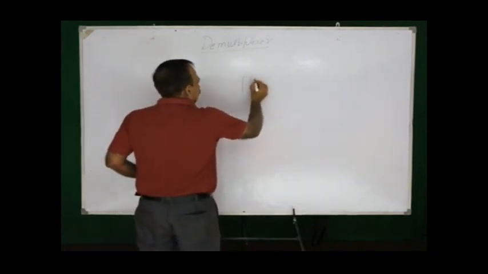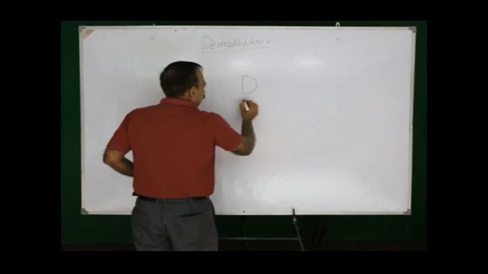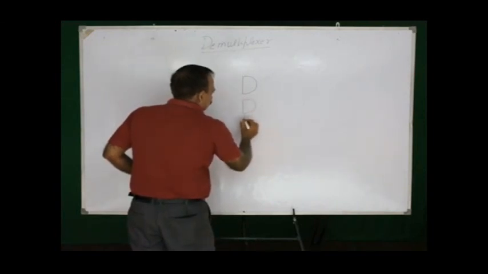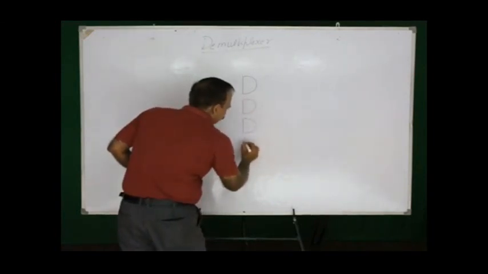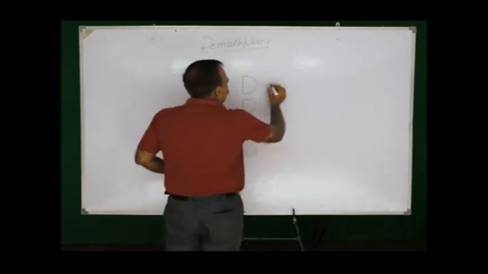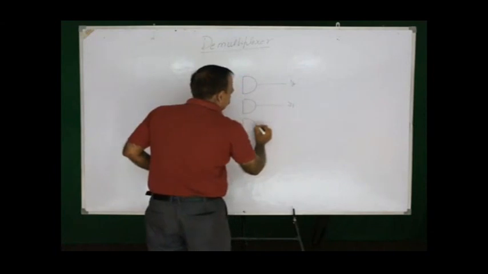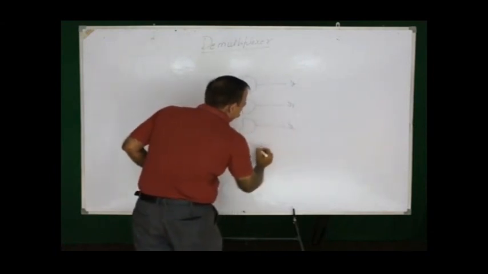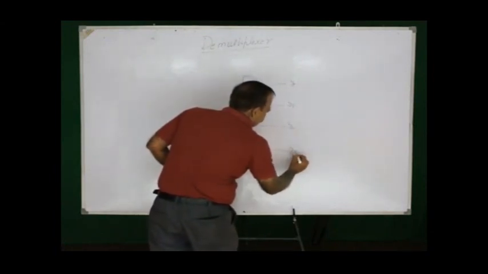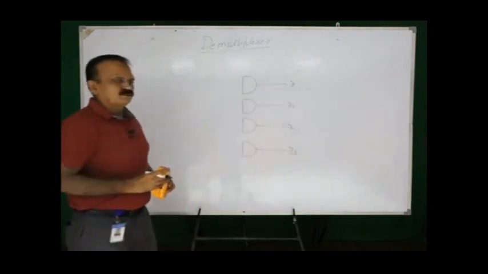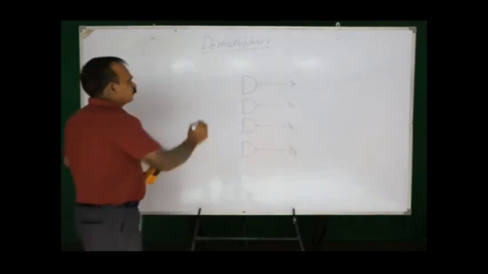Positively this circuit will be having four outputs. So 4 outputs, so 4 AND gates. This output is Y0, this output is Y1, the next one is Y2, and the next one is Y3. Y0, Y1, Y2, Y3, 4 outputs.